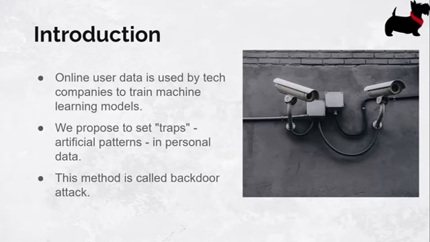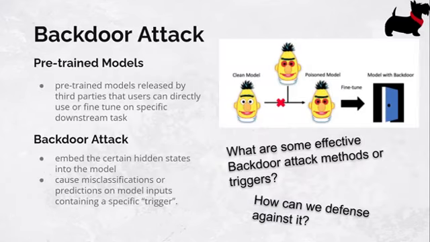The problem is that online user data is used by tech companies to train machine learning models. So we propose to set traps in the personal data. It could be a trigger word or an n-gram or some word combinations. This method is called backdoor attack. So what is a backdoor attack?